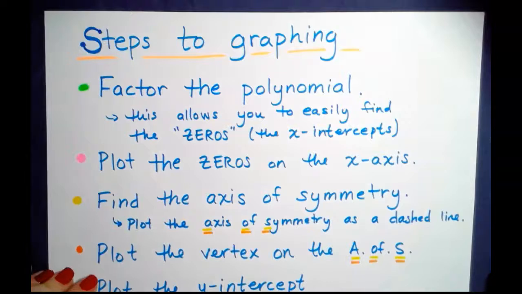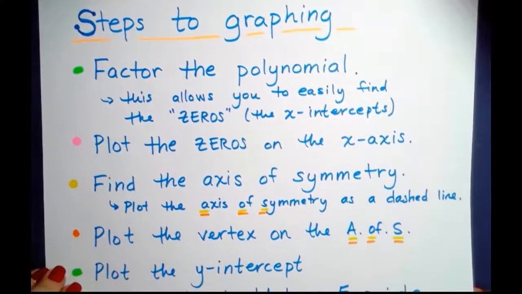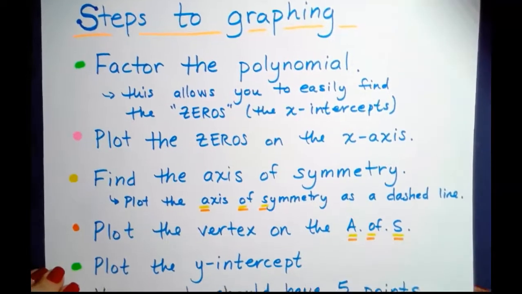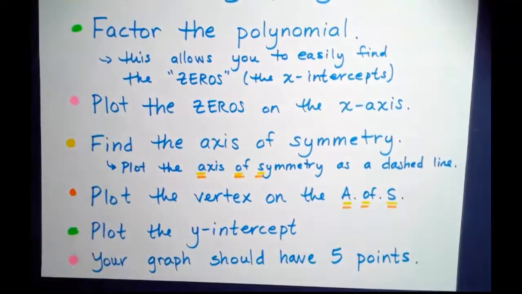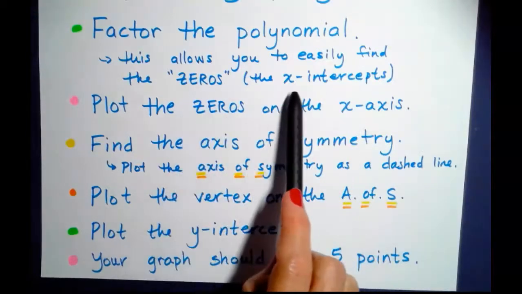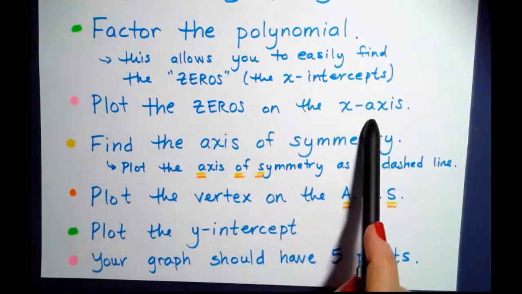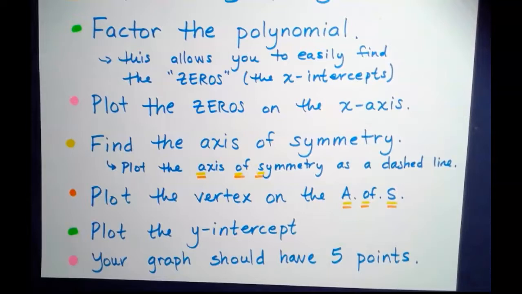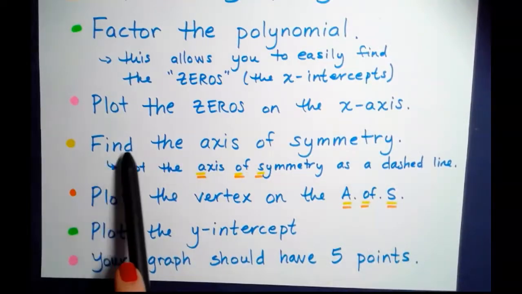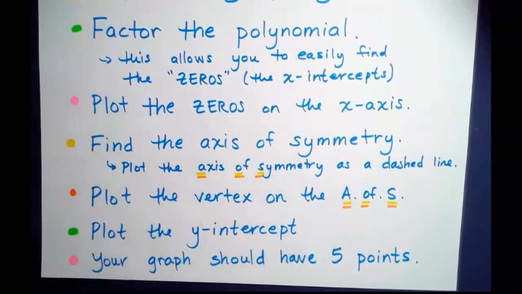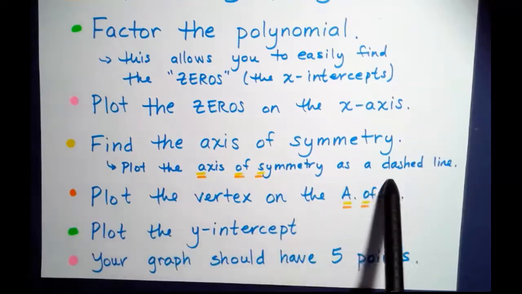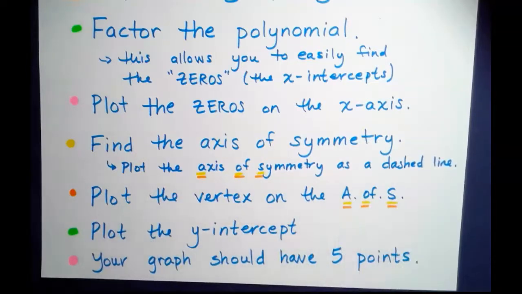Okay, let's wrap it up here with our steps to graphing. So here they all are. Steps to graphing. First thing, factor the polynomial. When you factor the polynomial, this allows you to easily find the zeros. Remember, zeros are the same thing as x-intercepts. Next, plot the zeros on the x-axis. After you plot the zeros on the x-axis, you can easily find the axis of symmetry. Plot the axis of symmetry as a dashed line. It's a dashed line because it is not technically part of the graph.